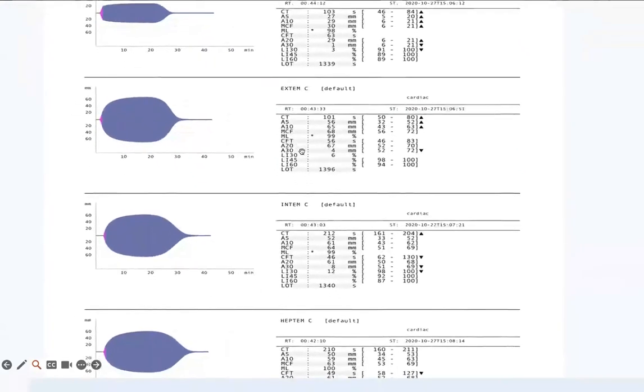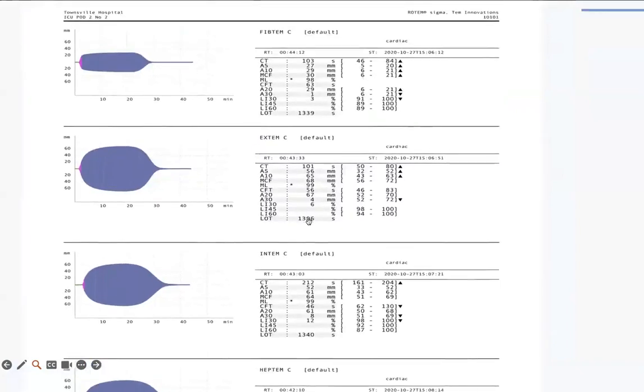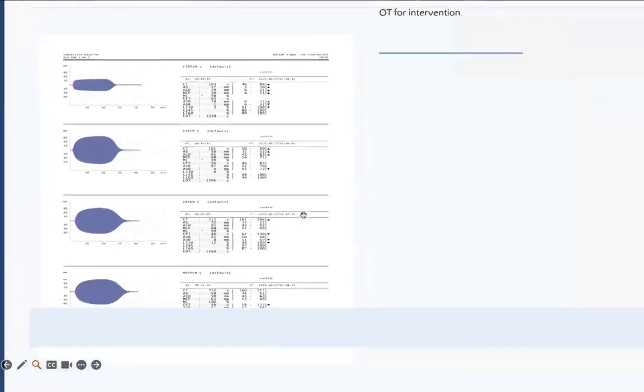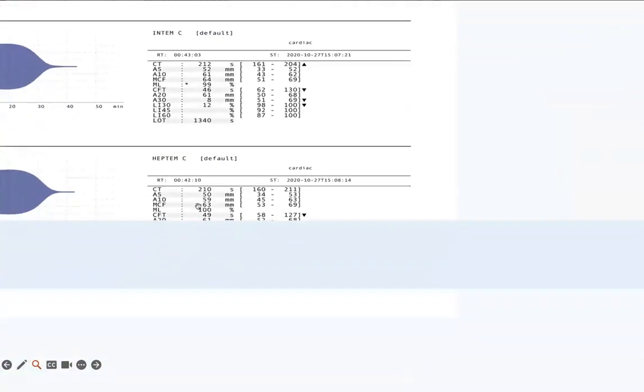But still the clotting time is slightly prolonged. Intem is high, Extem is also high. So it is probably a deficiency of some coagulation factor. Now the other thing that you look for is your clot lysis.